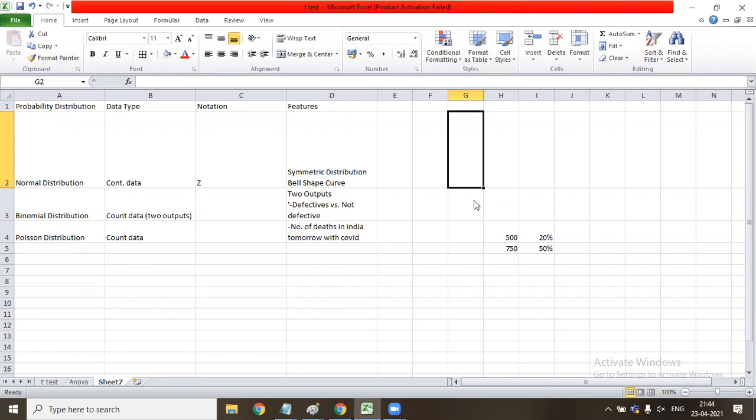Sir, for binomial distribution, the data type we can also call it as categorical data, right? No, I'll come to binomial. Let's talk about normal only at this point in time. The example which I have taken: if we're trying to measure the height or the weight, or if we are trying to predict the probability with respect to any continuous data, then we use the normal distribution. Is it clear?